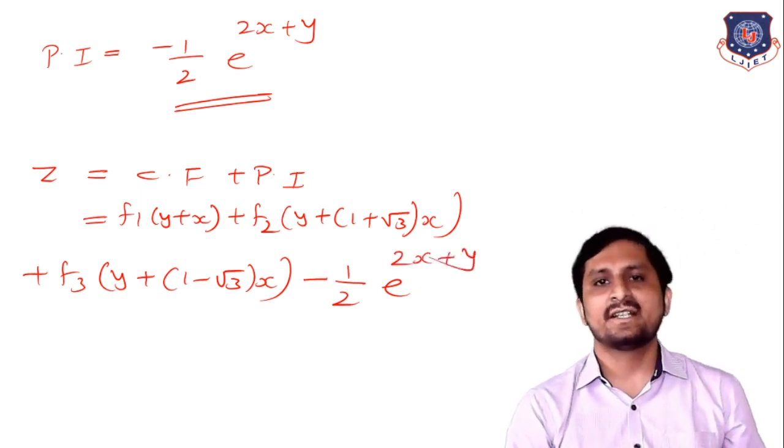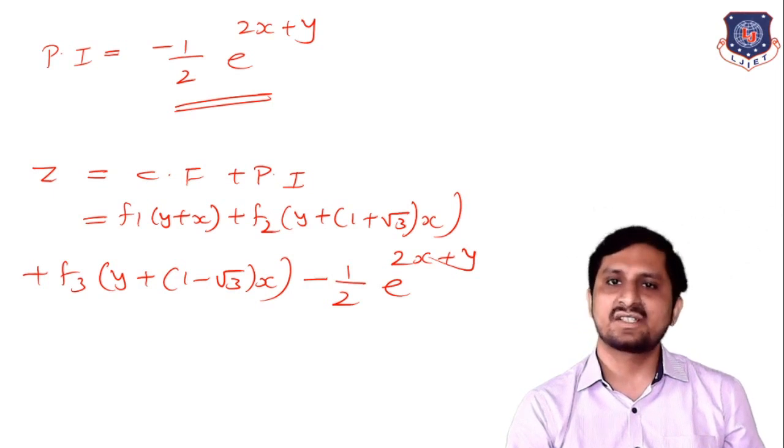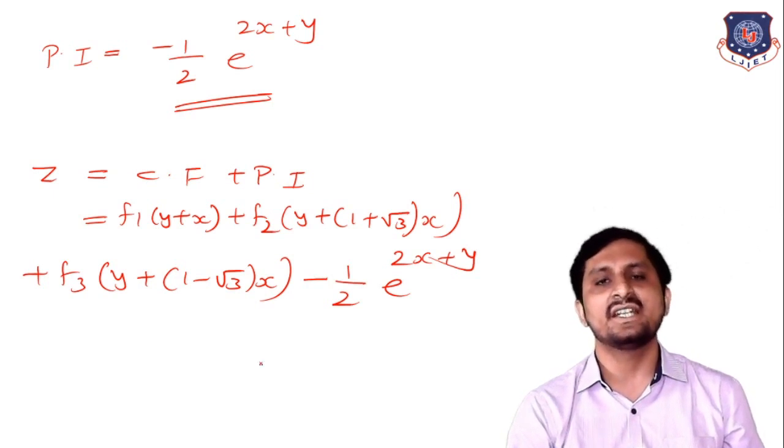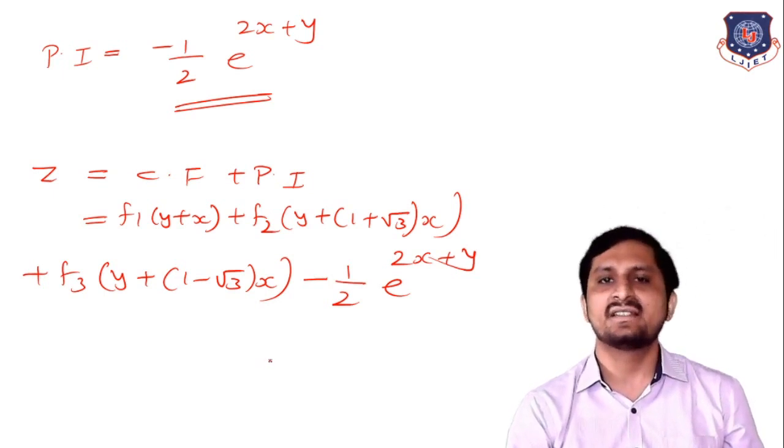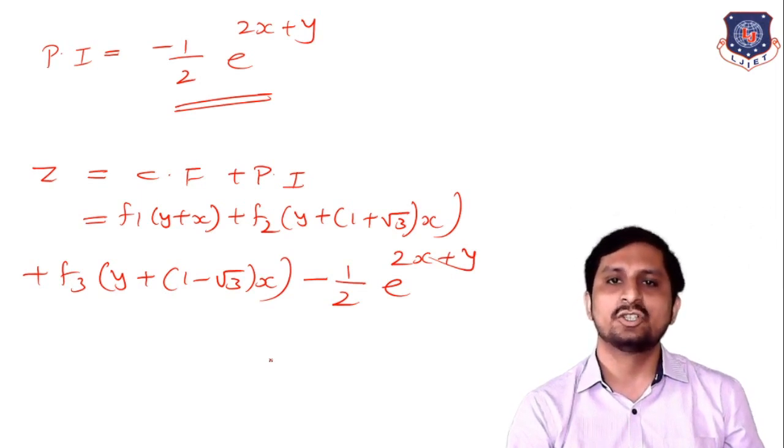So in particular integral, we discussed our first case, case 1, where the function is e raised to ax plus by. In that case we have to take a instead of D and b instead of D dash. Make sure your denominator is non-zero. We solved our first example for case 1 to find the particular integral. So thank you.